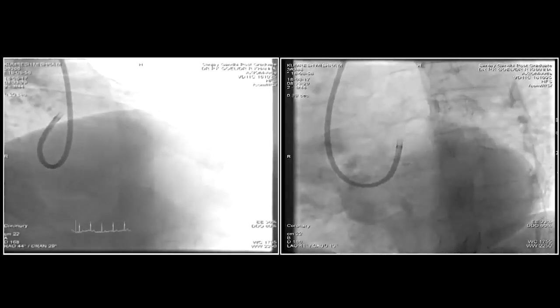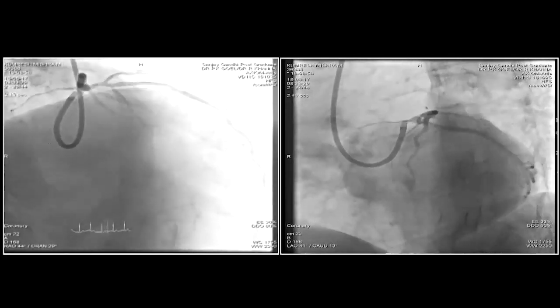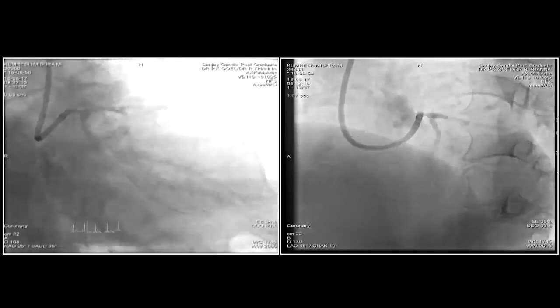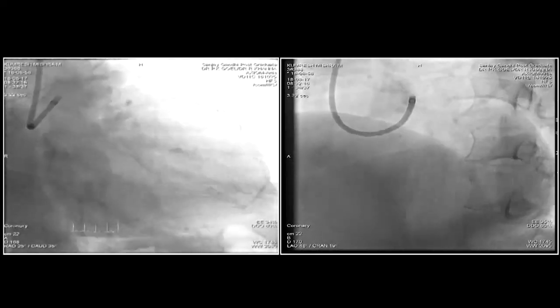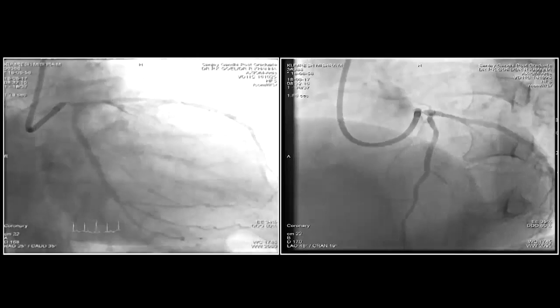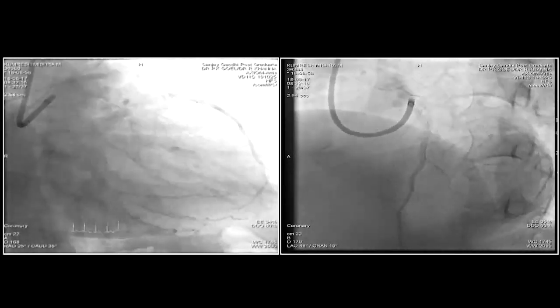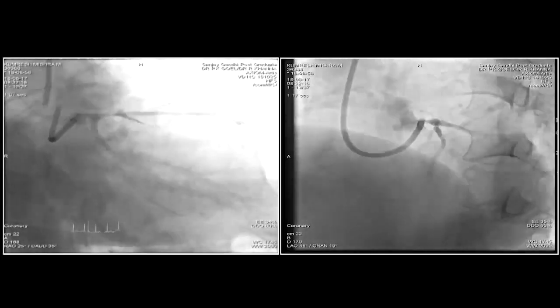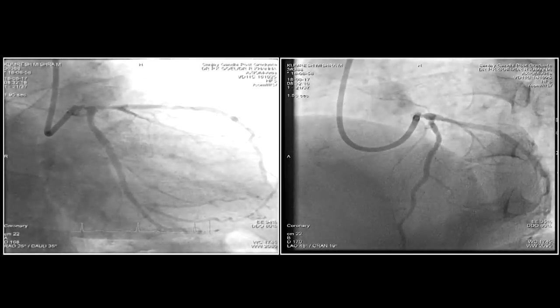If you show the previous one, yeah. Now if you see in the RAO view, the disease is extending into the LAD mouth. If I restrict my procedure to the left main, I will probably not get the right result. So all my stenting techniques have to go beyond, so it becomes a bifurcation. Dr. Goel, it's open, we will see how we handle it.